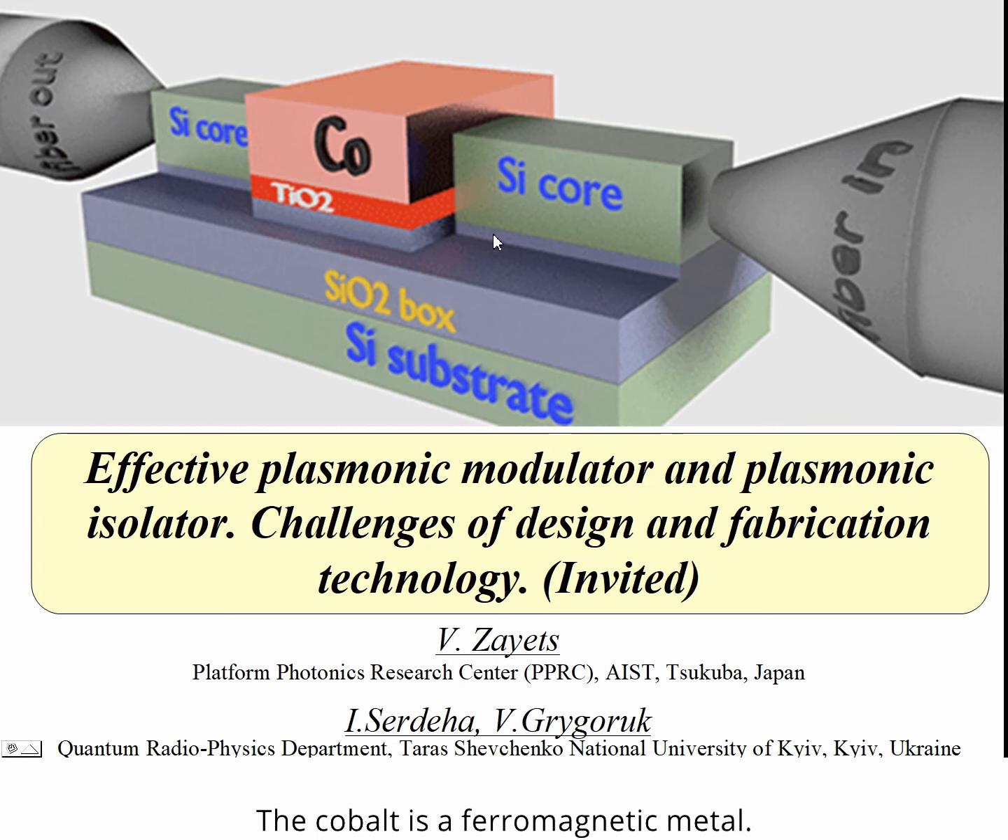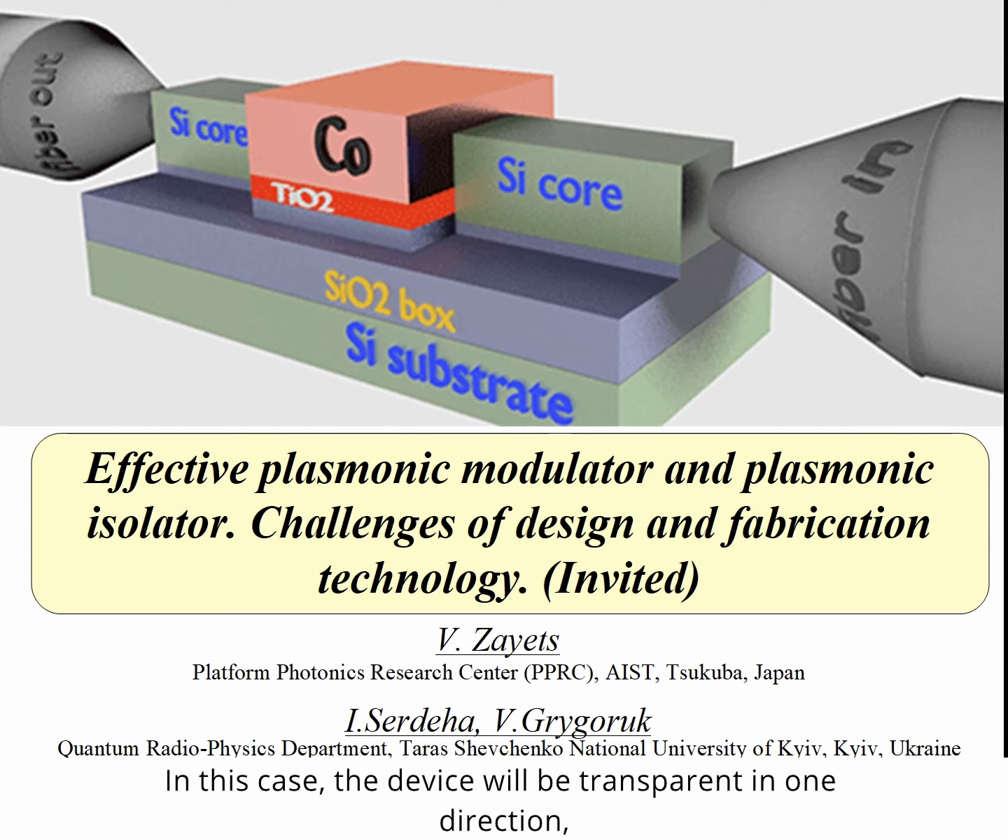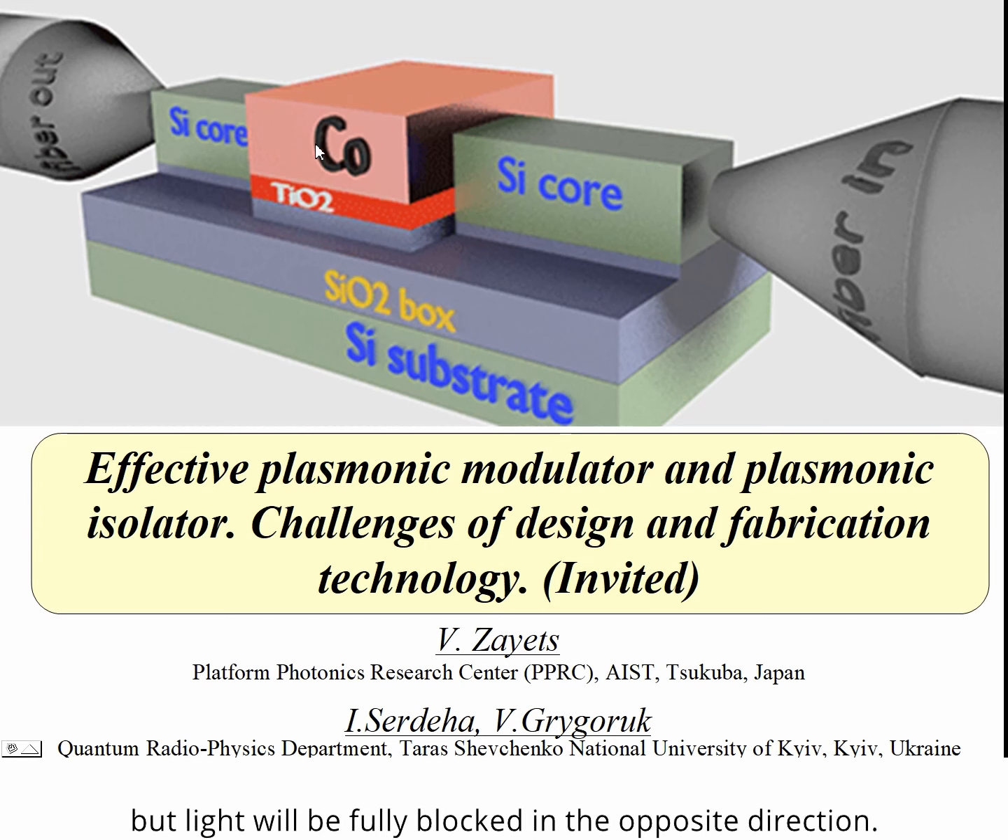The cobalt is ferromagnetic metal. Its refractive index is different for two opposite light propagation directions. The structure can be optimized so that a plasmon is excited only for one direction. In this case, the device will be transparent in one direction, but light will be fully blocked in the opposite direction. Such a non-reciprocal device is called an optical isolator.